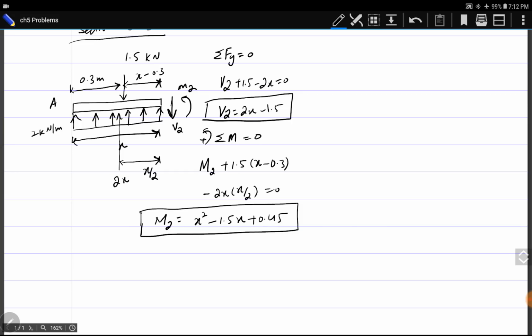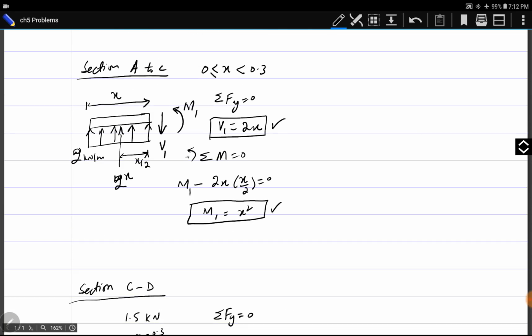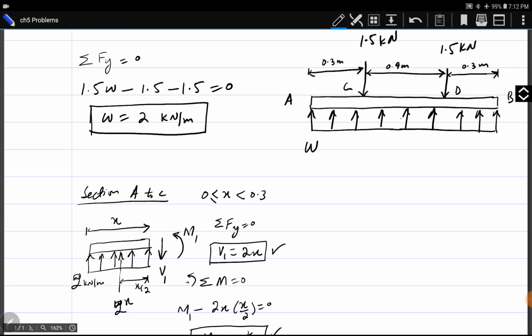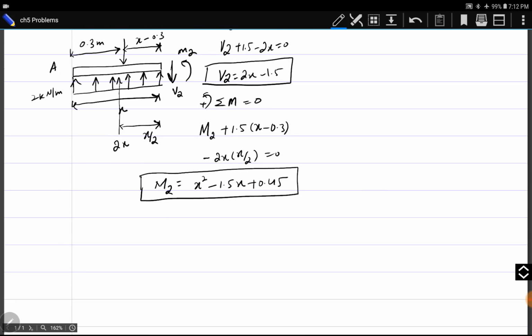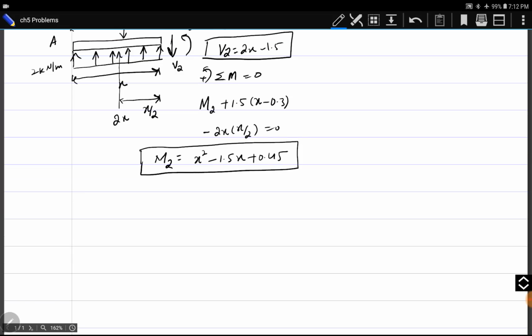Again, moment is a quadratic function, and shear force is linear. Moment is one degree higher than shear force. Shear force is linear and moment is quadratic. Okay, the third section is between D and B. So I will section the beam again between D and B.